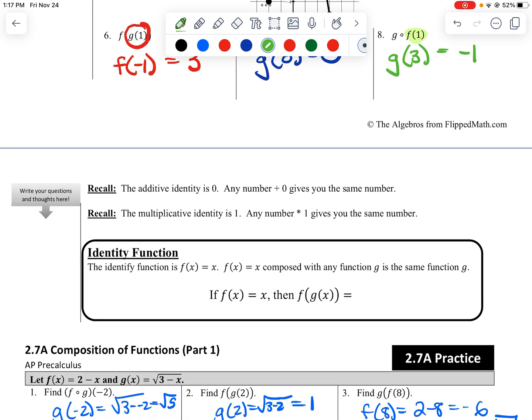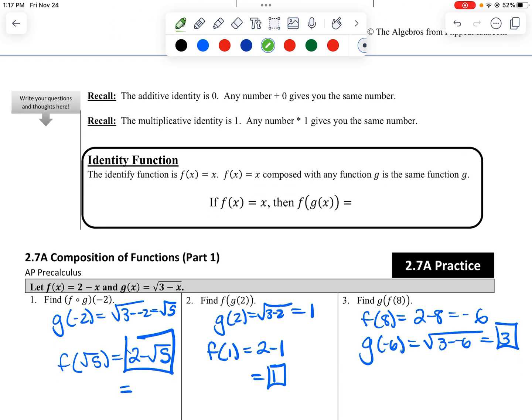So today's a pretty short day because we're just going to review it. So the last thing that we are going to talk about is a reminder of what the additive identity is. It is any number plus 0 gives you that number. Like 3 plus 0 gives you 3. Same thing for multiplication. The identity is 3 times 1 gives you 3.